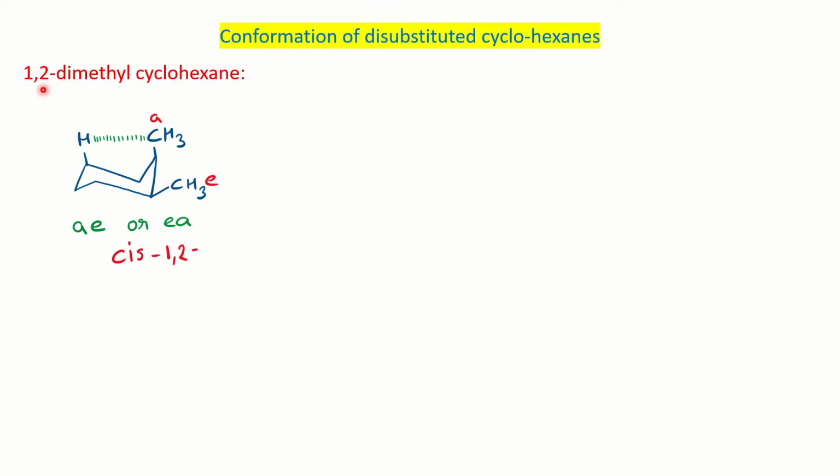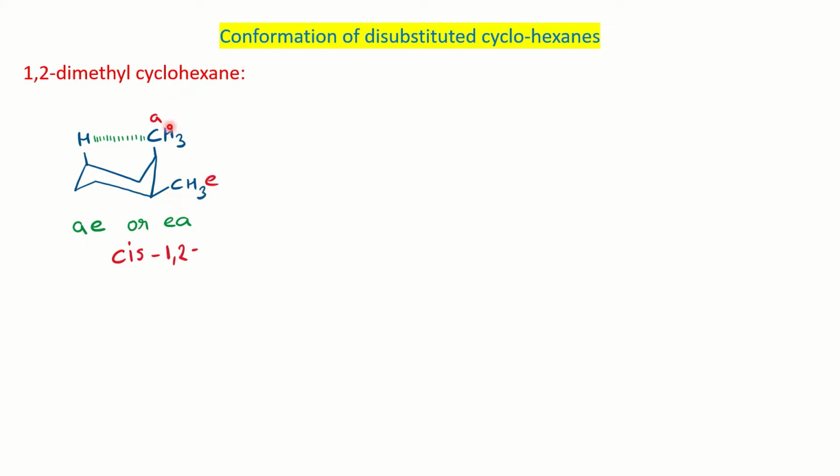If they ask you to draw the cis isomer of 1,2-dimethyl, then you can easily identify cis by keeping the two bulky groups on the same side. You can notice here this methyl is above the plane, and the other methyl is also above the plane. Both methyls are above the plane, which means this is a cis isomer at the 1,2 position.